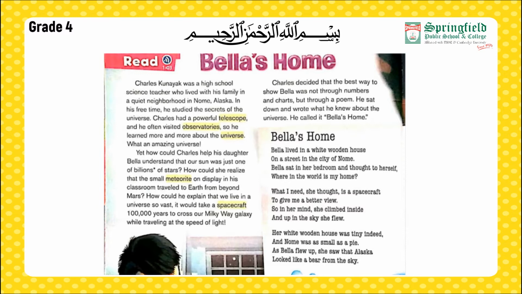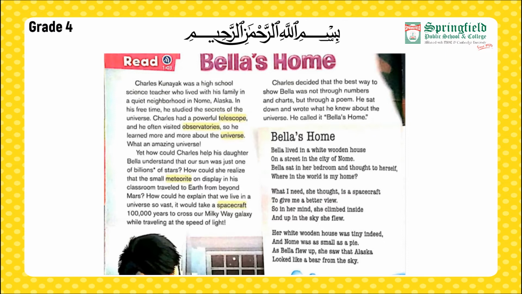Charles decided that the best way to show Bella was not through numbers and charts, but through a poem. He sat down and wrote what he knew about the universe. He called it Bella's Home. Bella's Home. Bella lived in a white wooden house on a street in the city of Nome. Bella sat in her bedroom and thought to herself, "Where in the world is my home? What I need," she thought, "is a spacecraft to give me a better view." So in her mind, she climbed inside, and up in the sky she flew.